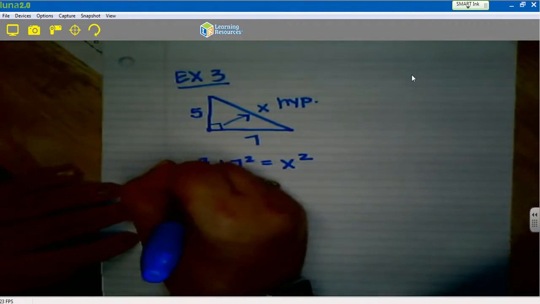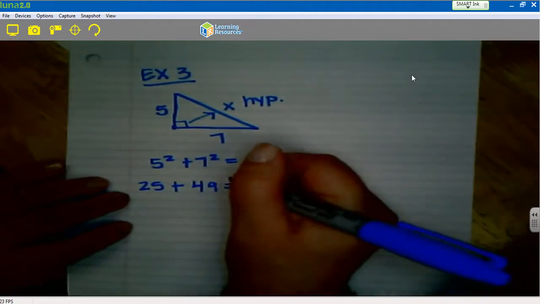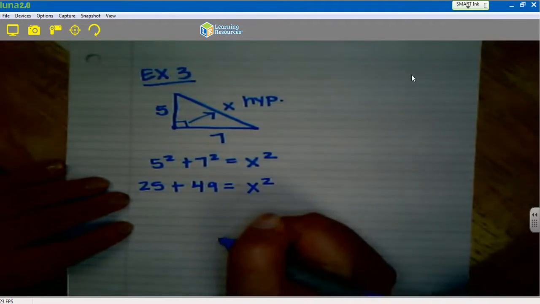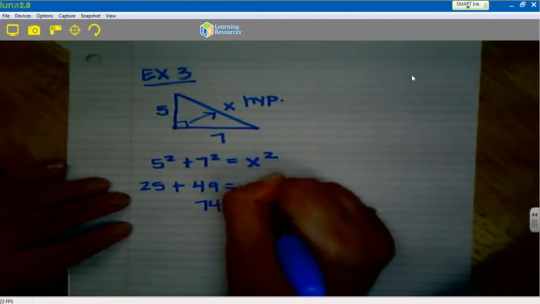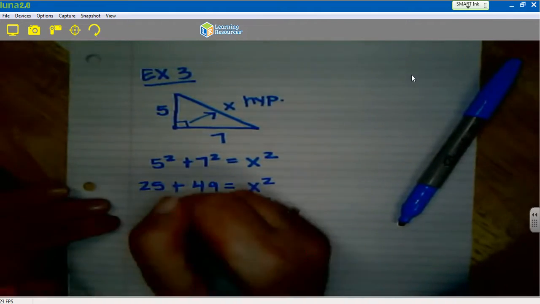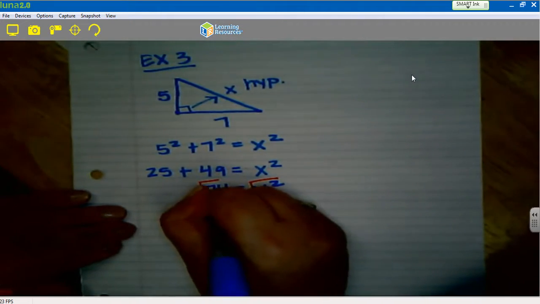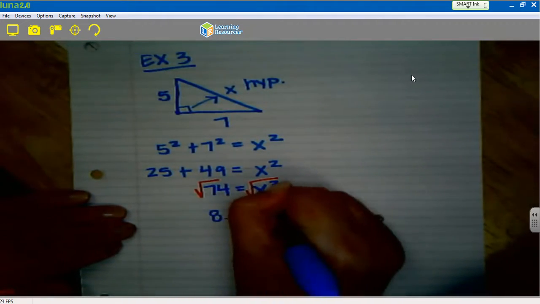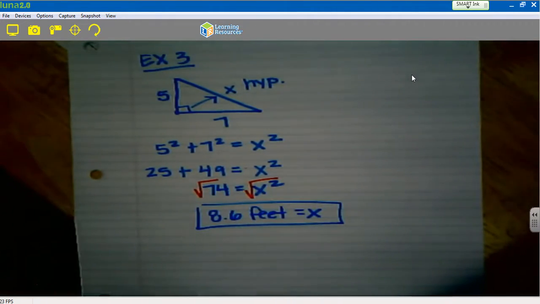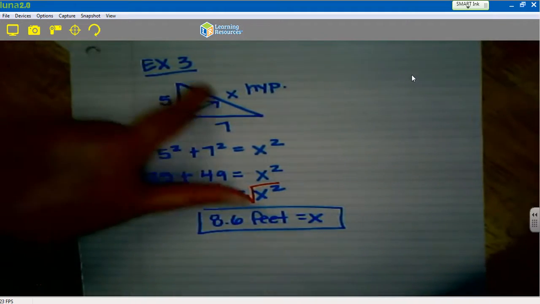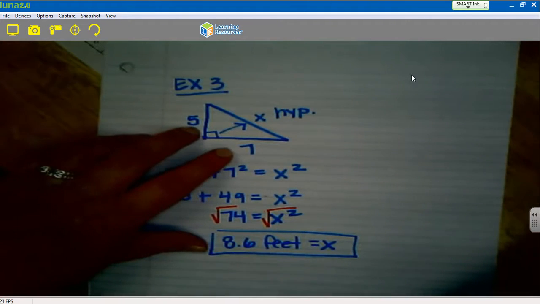Five squared is 25. 7 squared is 49. 25 plus 49 is 74. Take the square root of each side, and we get about 8.6 feet is equal to X. And that should make sense, because remember, the hypotenuse is always the longest side. So that hypotenuse needs to be bigger than 5 and 7.